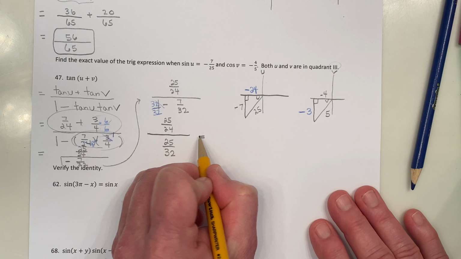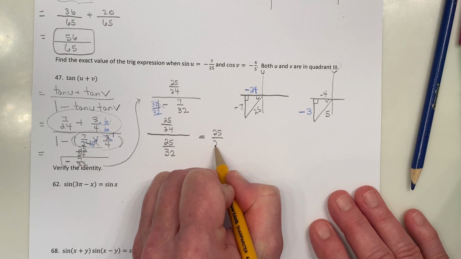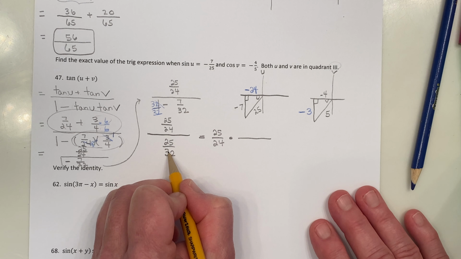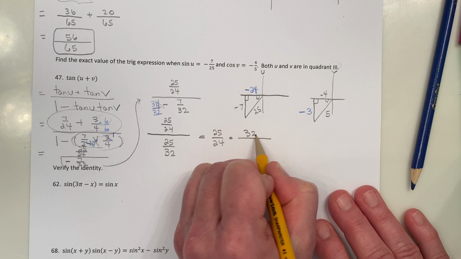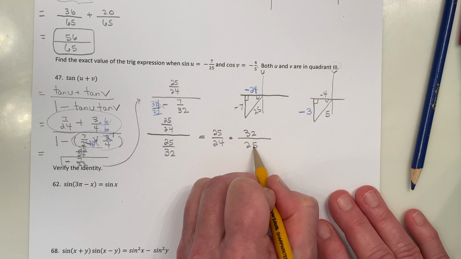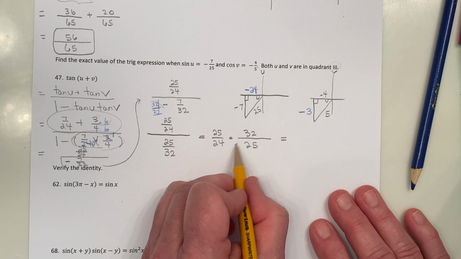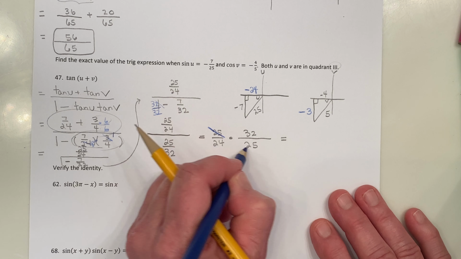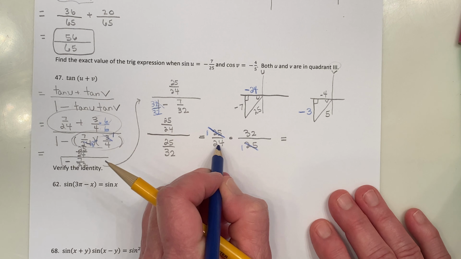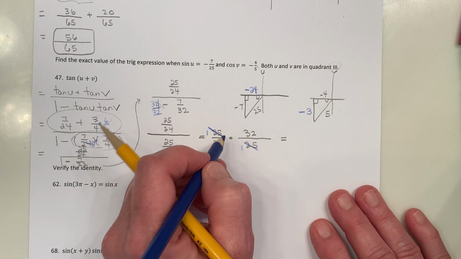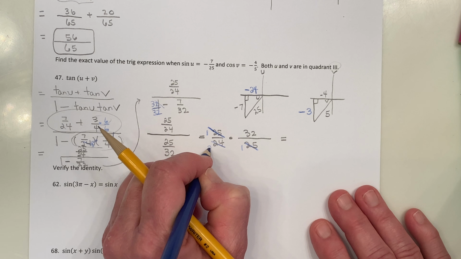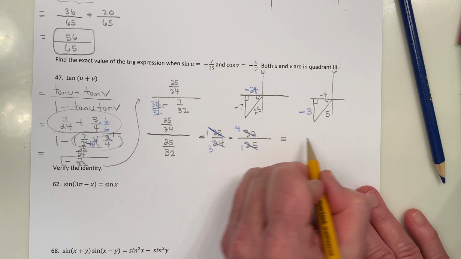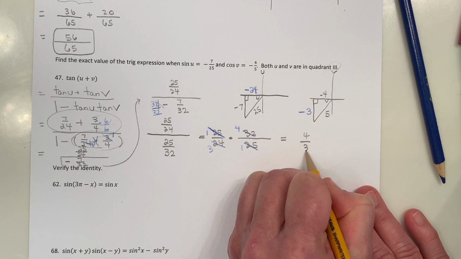So I'm going to keep the numerator. And instead of dividing, I'm going to multiply by the reciprocal of the denominator. So I'll flip that fraction, 32/25. And I'm going to look to see if I can cancel anything before I have to multiply and get large numbers. Yep, 25 divides out with 25. And notice that 24 and 32 have a common factor of 8. So 8 goes in here 3 times and 8 goes in here 4 times. So finishing multiplying the numerators and the denominators, I get 4/3.